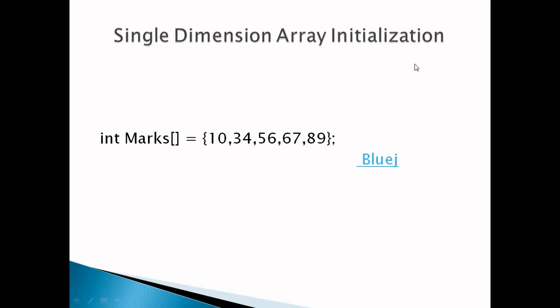Single dimension array, array initialization. How to initialize a single dimension array? int marks is equal to curly bracket start 10, 34, 56, 67 and 89. So you declare the 5 elements. Here the size of this array is 5.